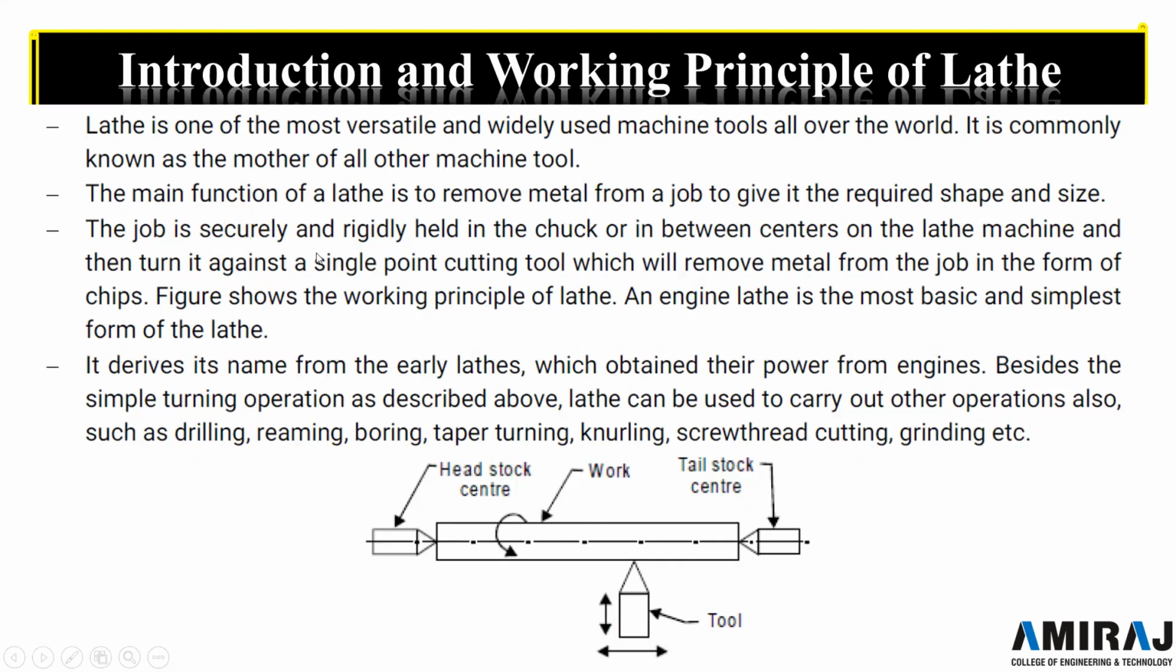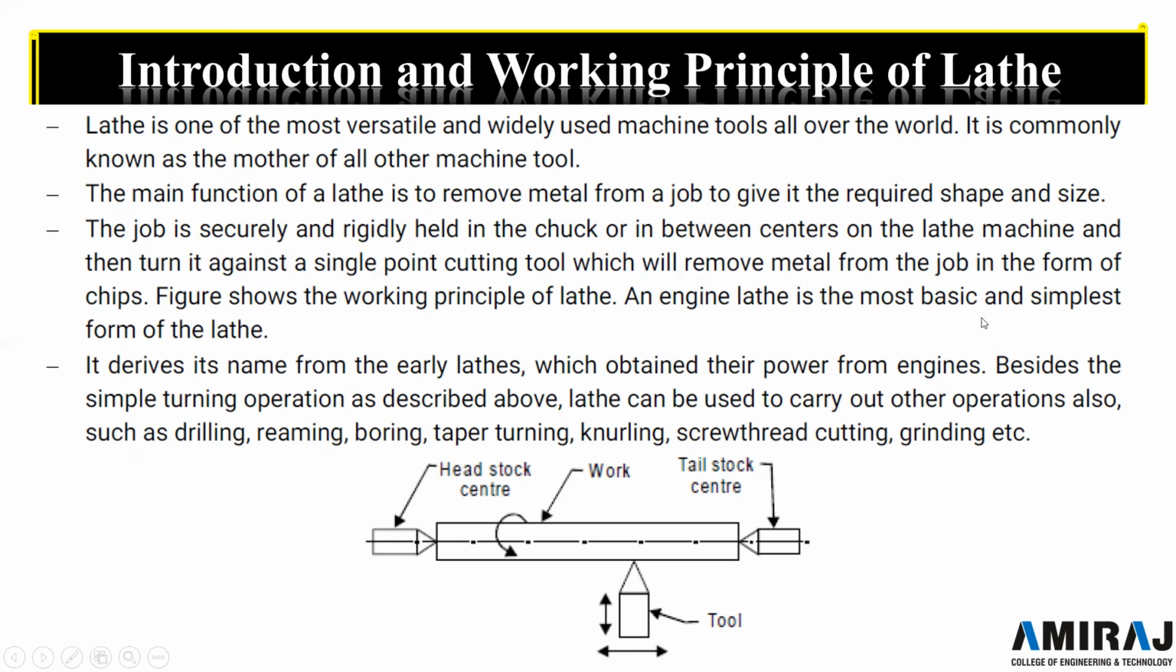The job is securely and rigidly held in the chuck. Here there is the headstock, fitted with the chuck, and here is the tailstock, which is used for support. And here is the tool which is used for cutting the workpiece between the centers on the lathe machine. A single point cutting tool removes the metal from the job in the form of chips. The figure here shows the working principle of the lathe.